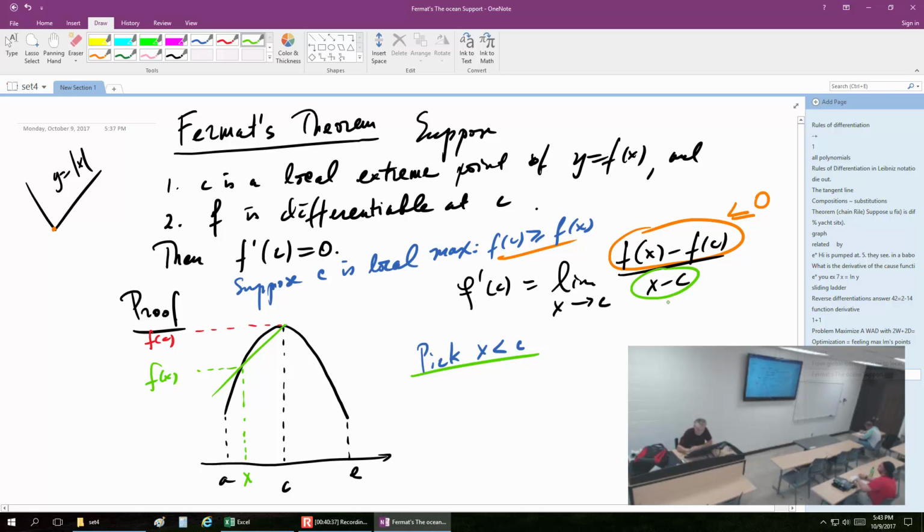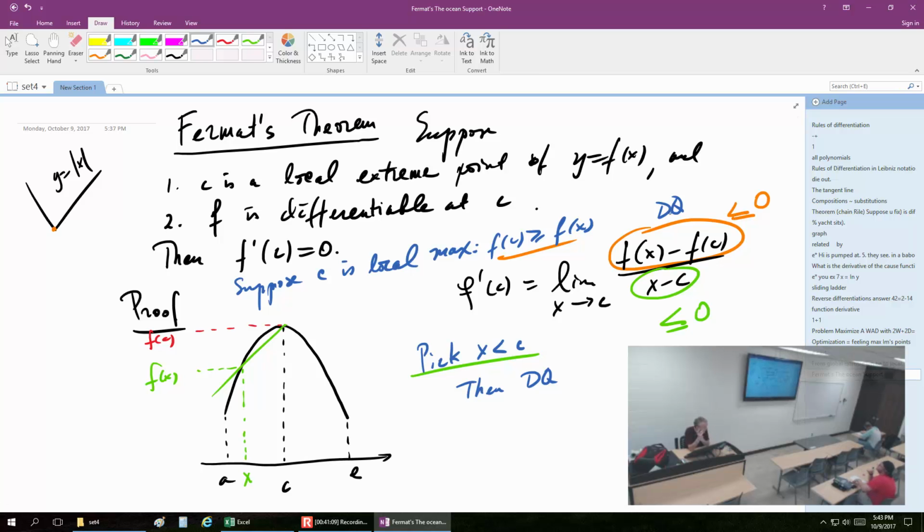Negative. It's negative. So this one is less than or equal to 0. Okay? So that's what's happening to the left of this point. But what do we discover? What's happening to our difference quotient? The numerator is less than or equal to 0. The denominator is less than or equal to 0.